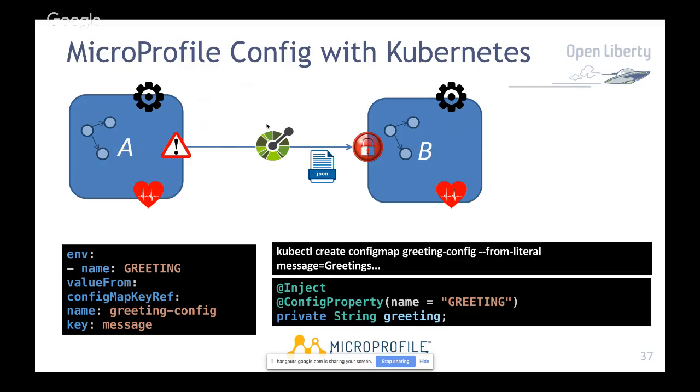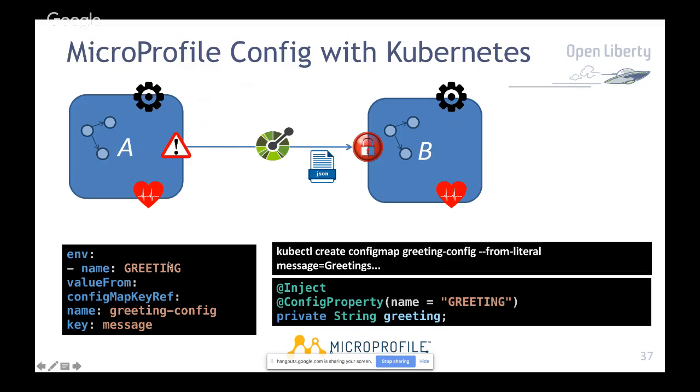So it's in MicroProfile Config. I have the config sources. I have the APIs that can directly inject the config properties into MicroProfile applications. The config sources can be anywhere. I mentioned briefly that in Kubernetes, you can create a config map. So here is the config map. You can create a config map, message equals greeting.